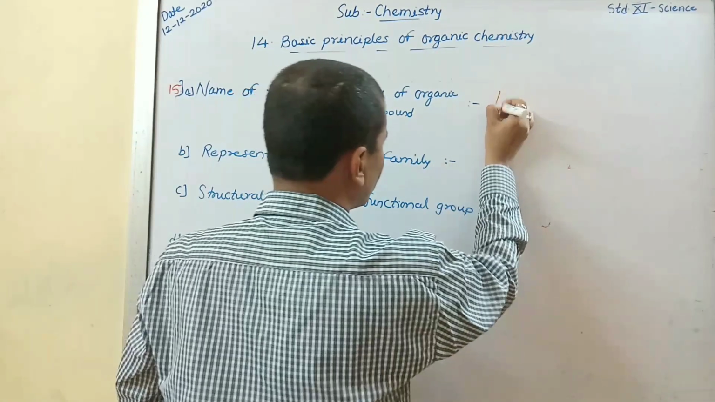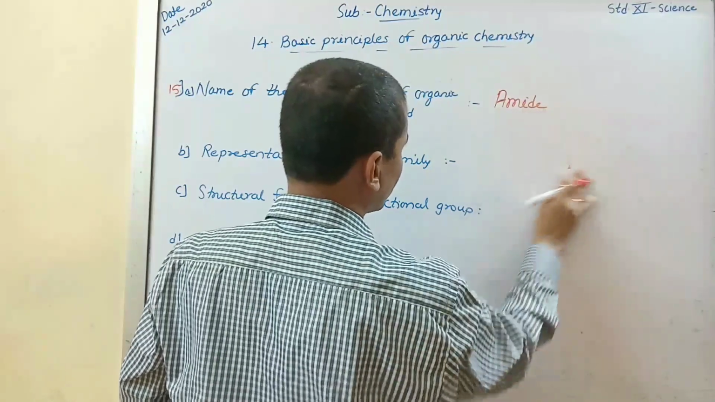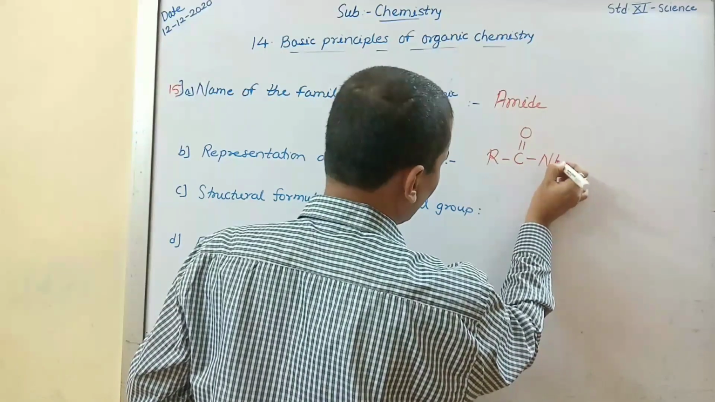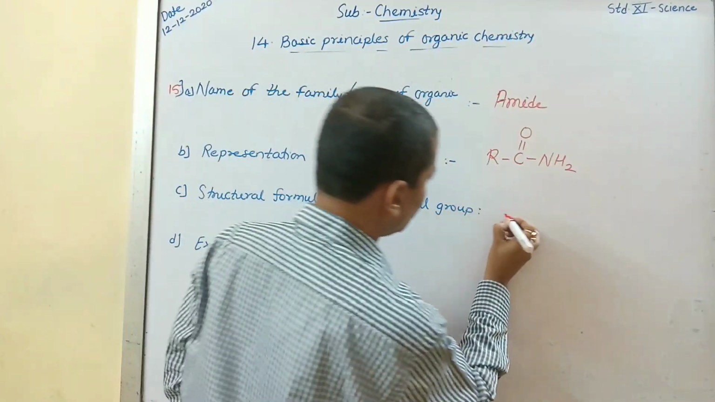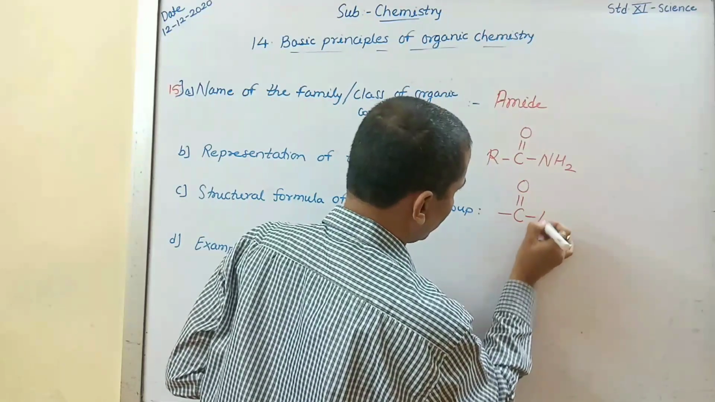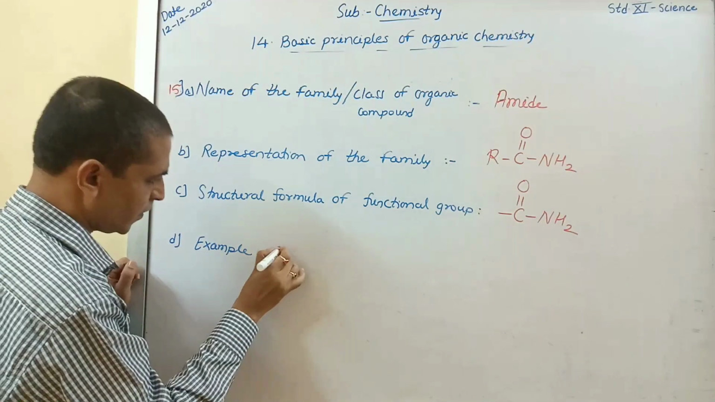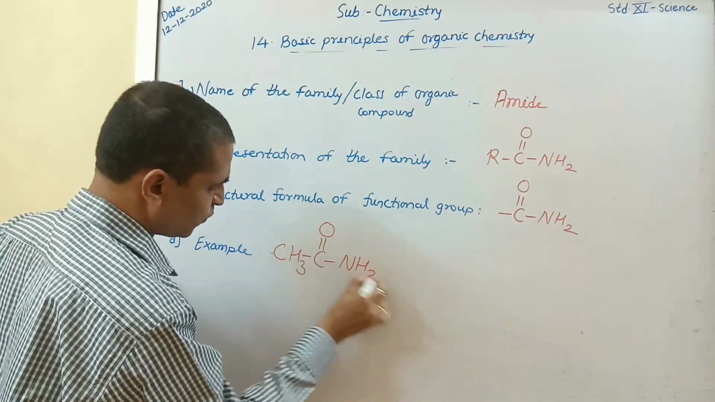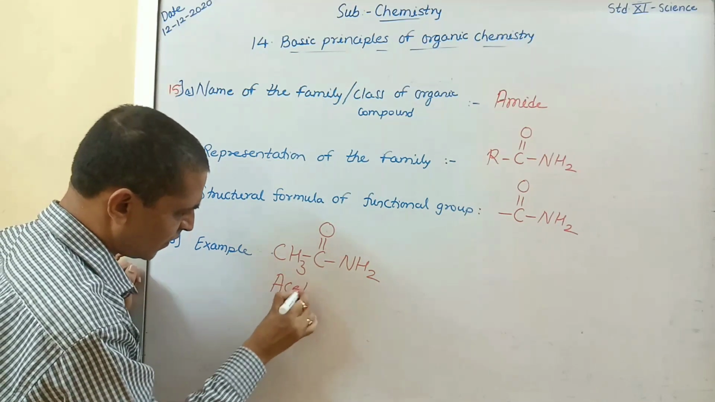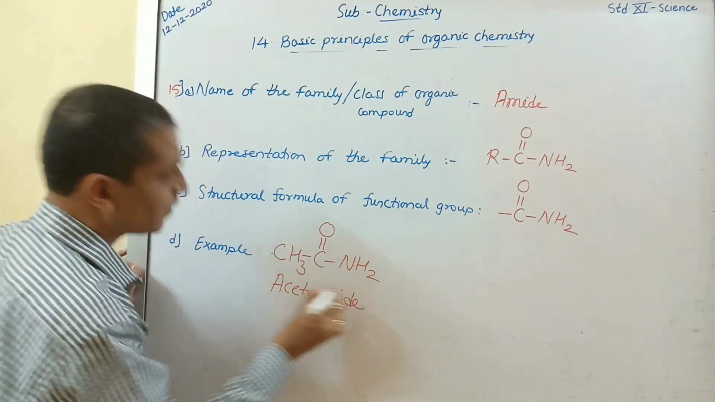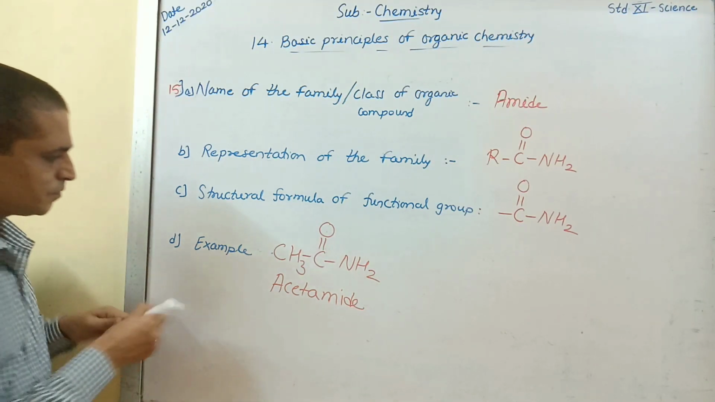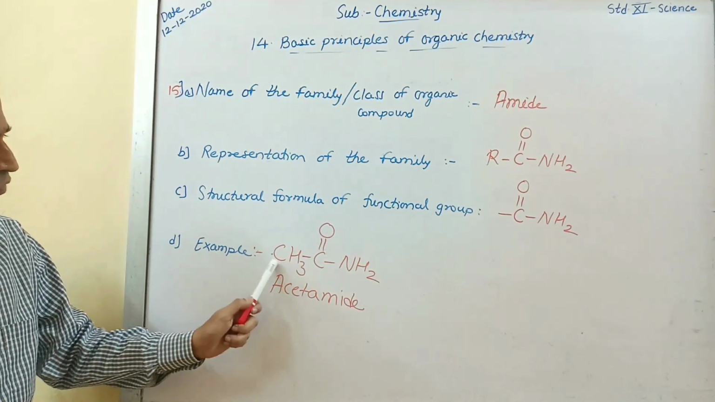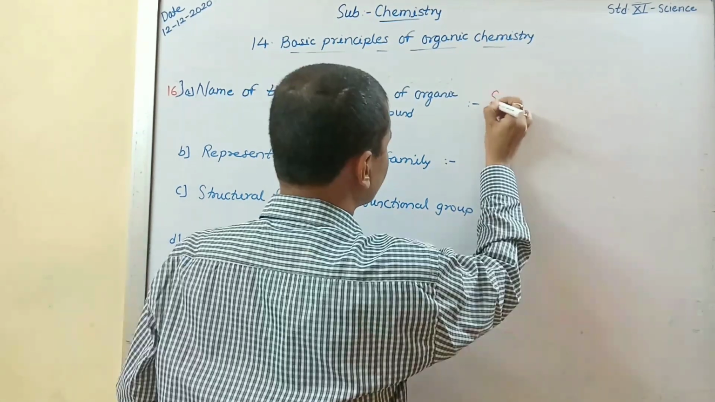15 is what? Amide. It is RCONH2. See, the functional group is CONH2. The example CH3CONH2. It is called as acetamide. See, instead of R, I put CH3 group, that is methyl group. Two carbon atoms, so it is what? Acetamide.